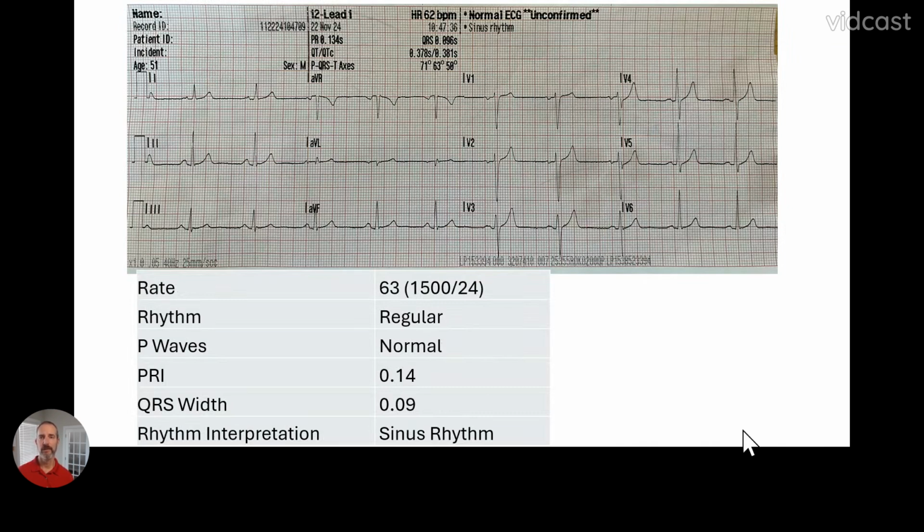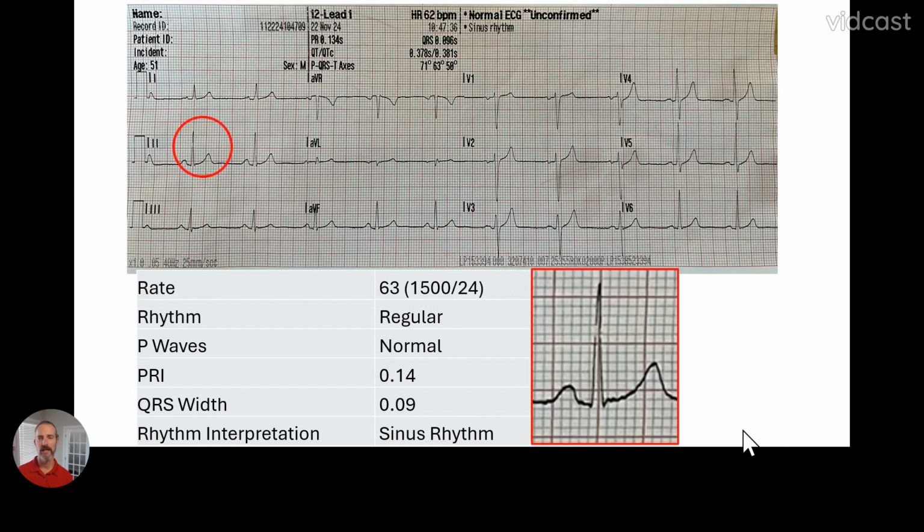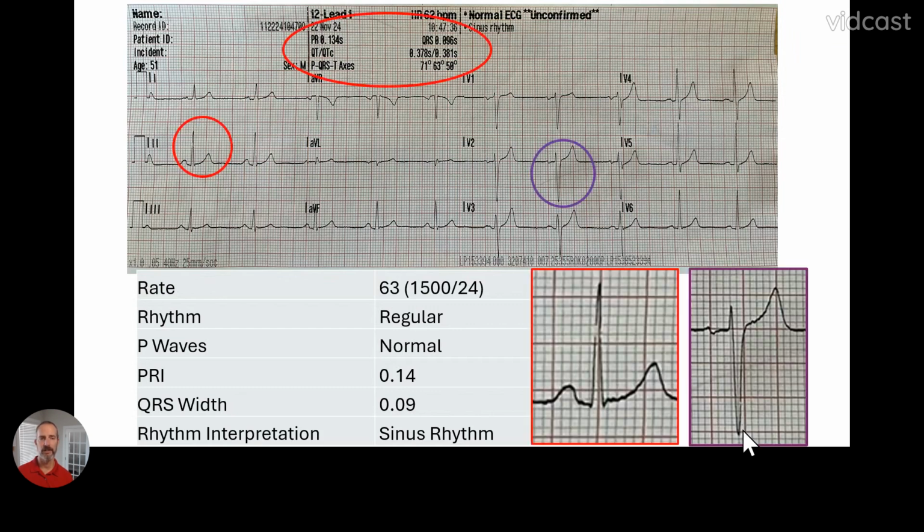All right. So remember to do your individual rhythm strip analysis first. So we do rate, rhythm, P waves, PRI, QRS width, and then interpret the individual rhythm first. Okay. So we have blown up a couple of these images and just highlighted some of what the machine interprets as well. So I got a rate of 63.